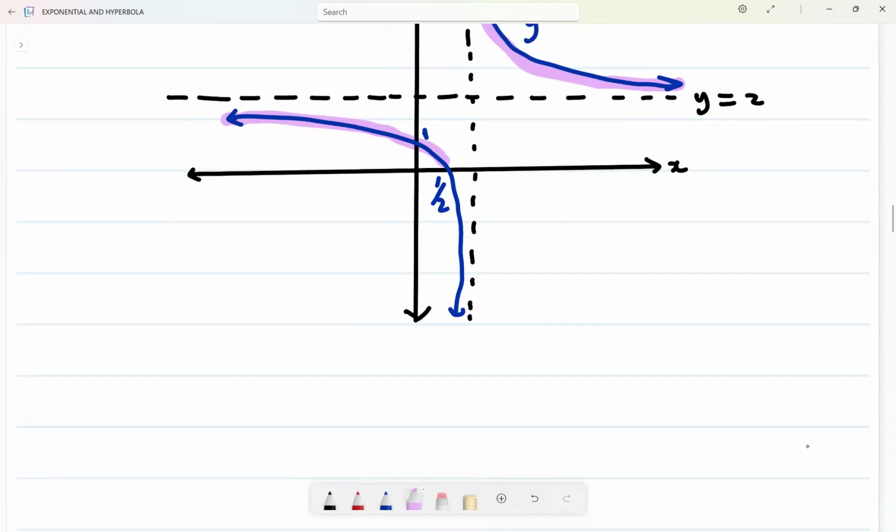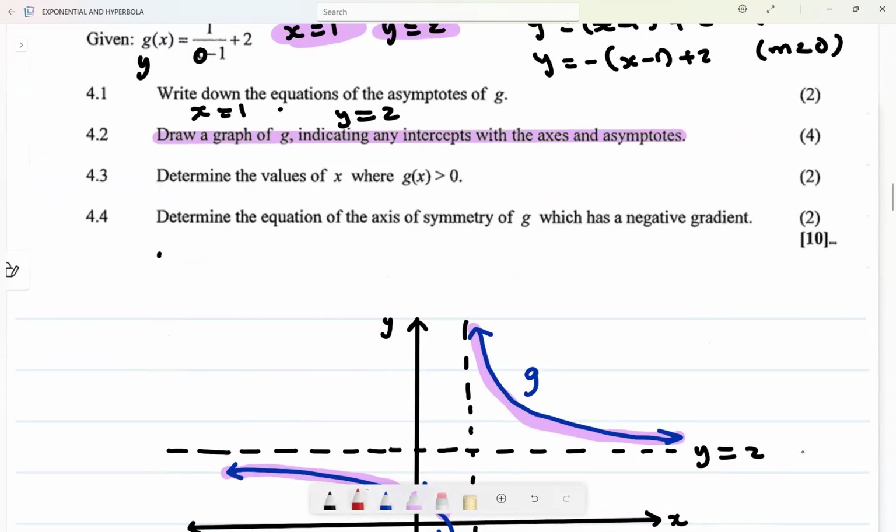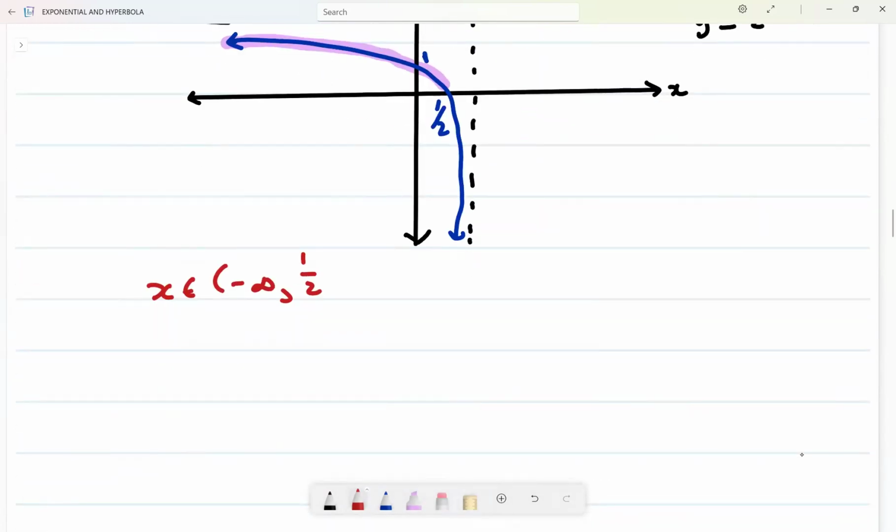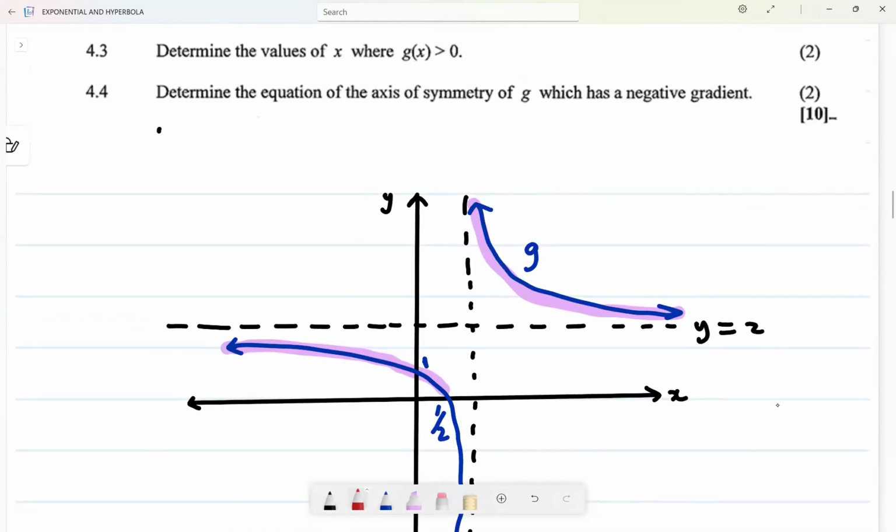So which values of x, guys? The values of x is that it's above from negative infinity to what? To half. To half. It is above. I'm using this one because the examiner did not include it.